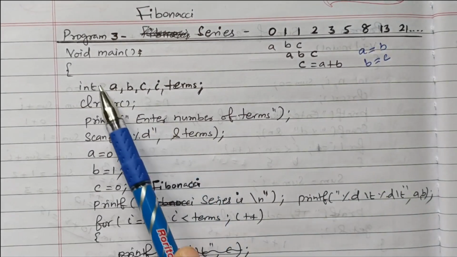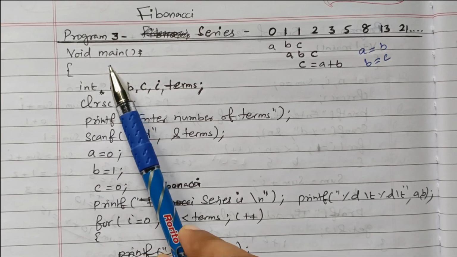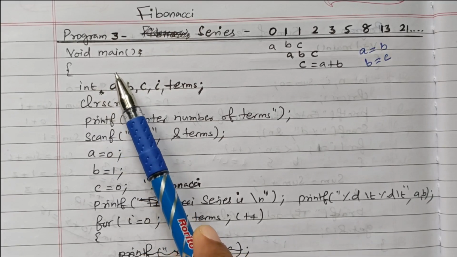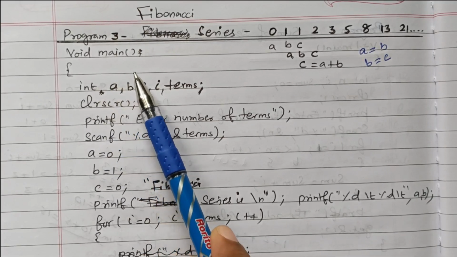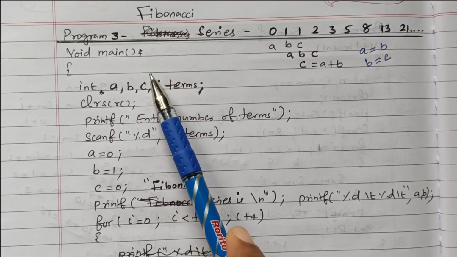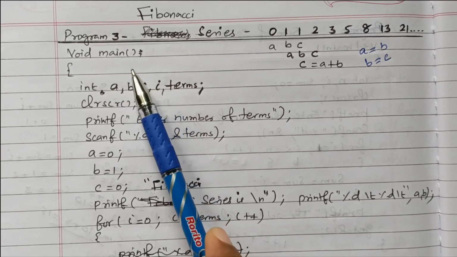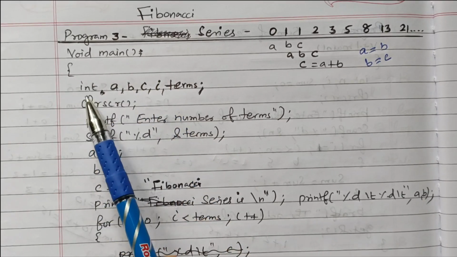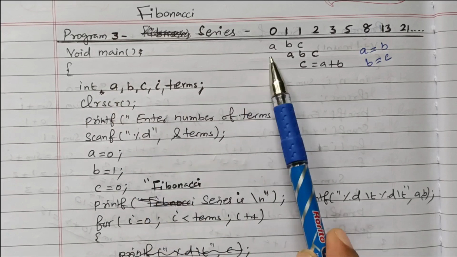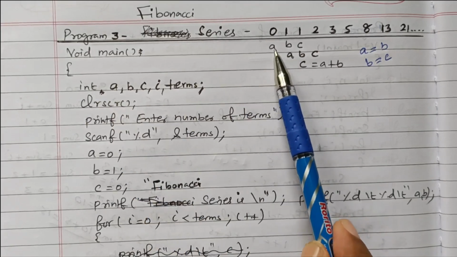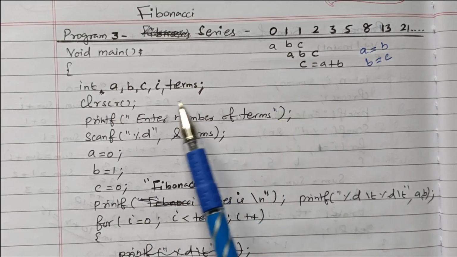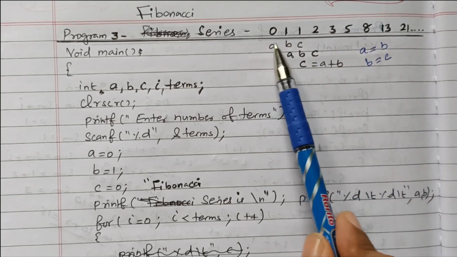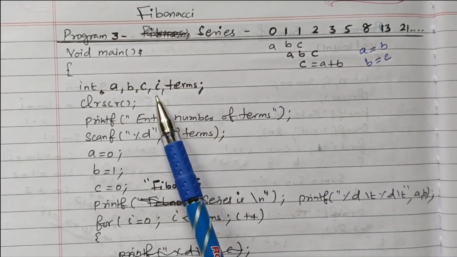Now we'll go to the program, void main. By default we include the header files: hash include stdio.h and conio.h, the standard input and console input header files. Now open the main program, open the brace, integer A, B, C. We need three variables: the first number, second number, and third number, which is the sum of the two. Then I, because we can perform this operation using a for loop.